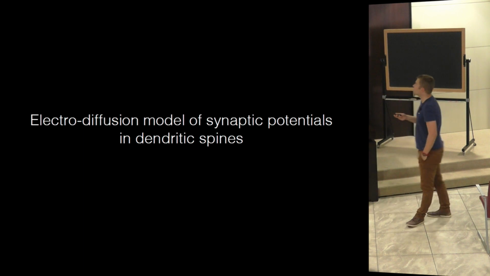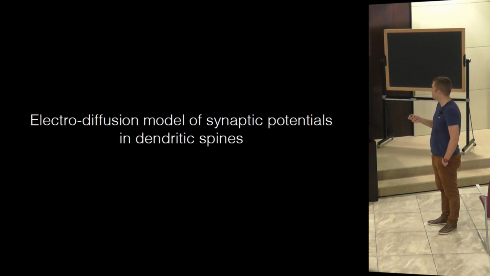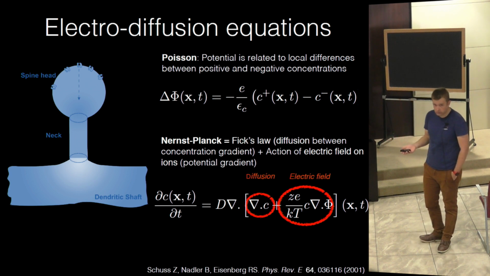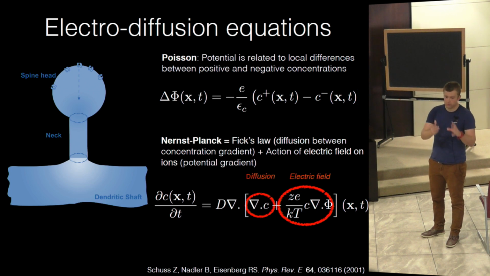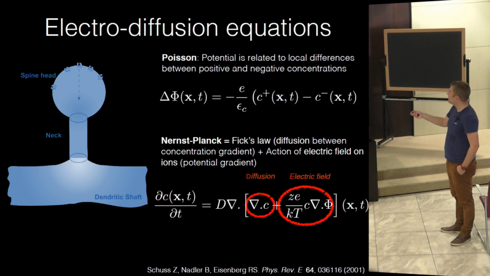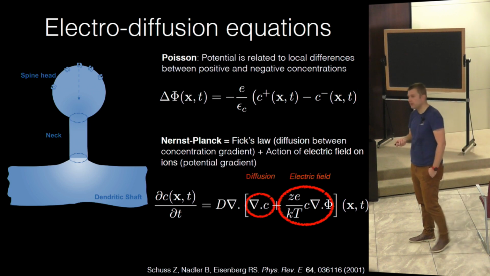So let me introduce what we call the electrodiffusion model. An electrodiffusion model is two equations. The first is a Poisson equation, which relates how your potential is related to the difference of concentration between positive and negative charge. So typically it links the potential to ion concentration. And then your ions are going to move in the medium with diffusion and an electric field that is created by the potential, and the potential is created by the difference of concentration. So this system of equations is coupled, and it's really hard to analyze.